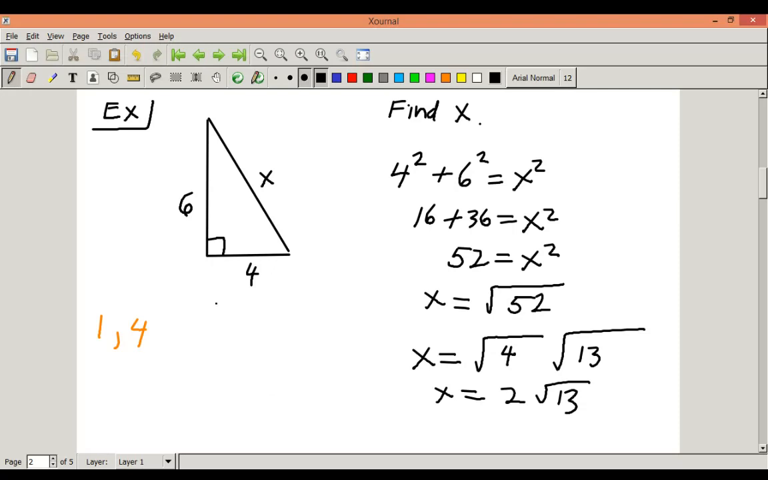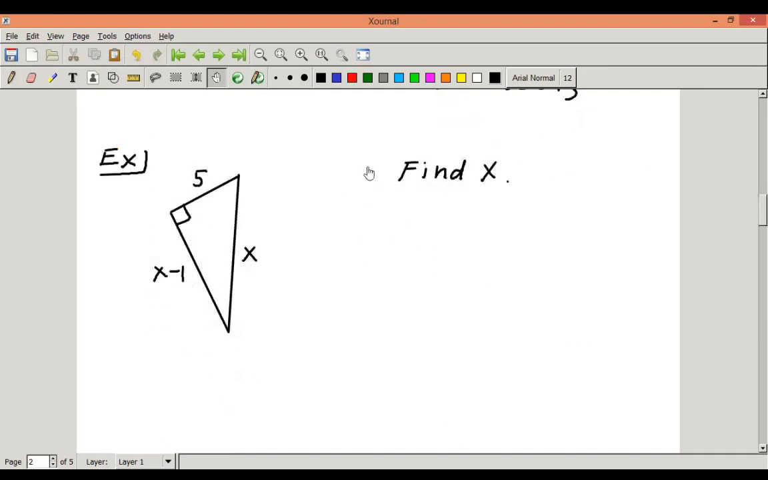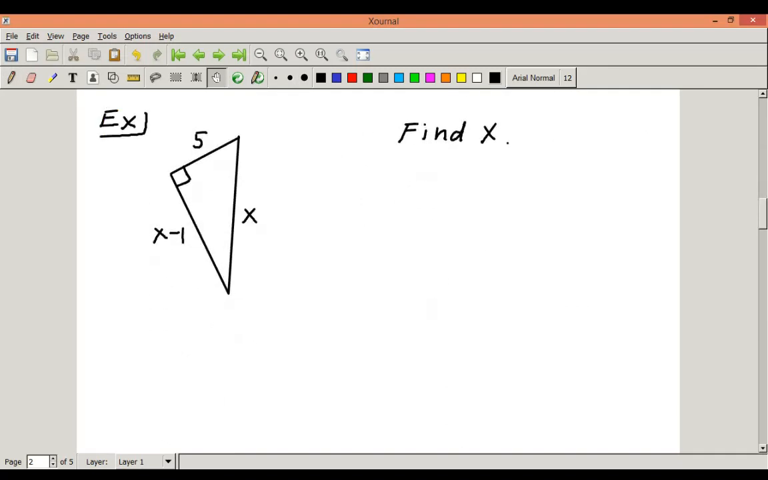Okay, moving right along here to our next Pythagorean theorem problem. So we got to find x. Okay, so leg squared, so 5 squared plus the other leg squared, so it's going to be x minus 1 quantity squared equals hypotenuse squared. So there we go. We got some algebra there. The rest of it is algebra.